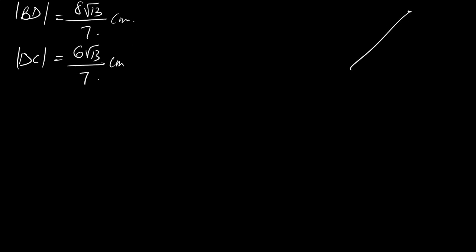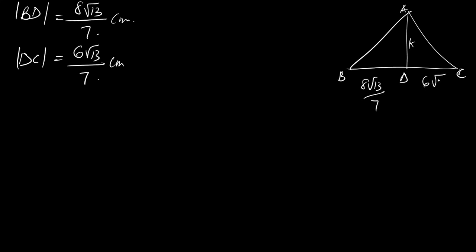Now let me draw the triangle again. You have here as K. Here we have A, B, C, D. We've got this to be 8 root 13 all over 7, and here to be 6 root 13 all over 7.